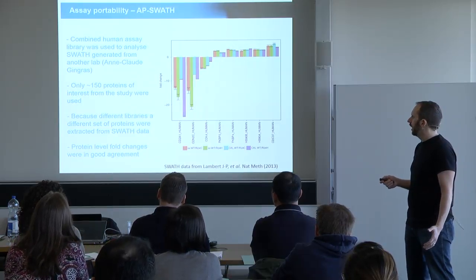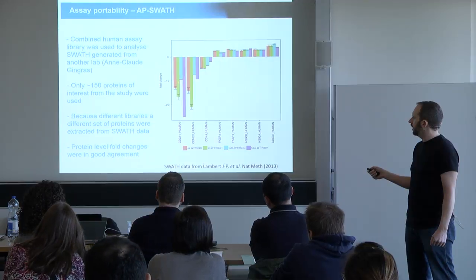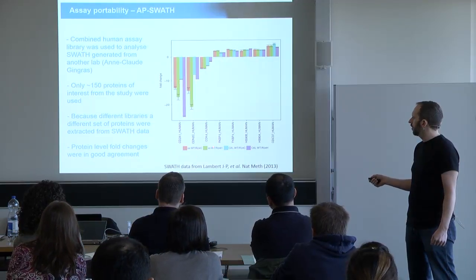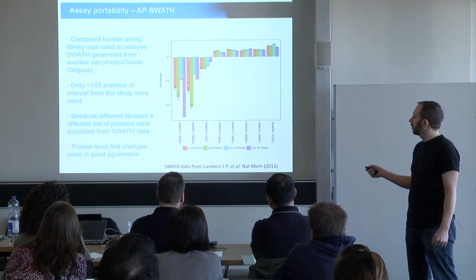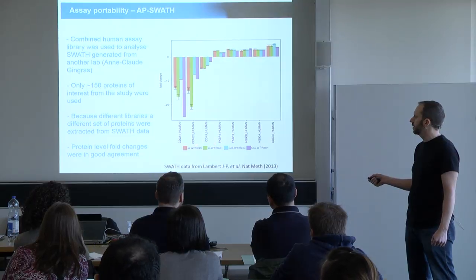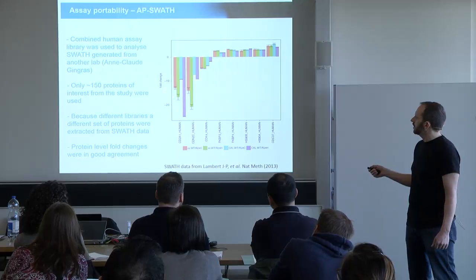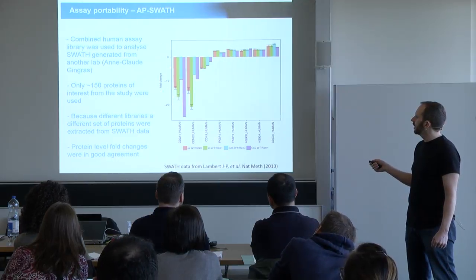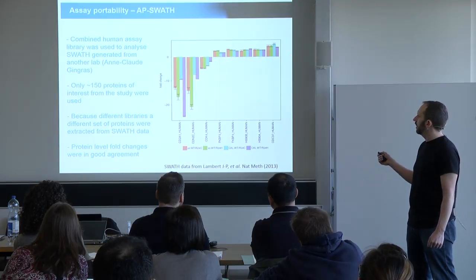And so that's what this graph shows here. The pink and the green is data from Anne-Claude's library, and the blue and the purple is data from our library, right? And the difference here is that there are 2 different conditions, a wild type versus mutant comparison. But what you see is that at the level of protein fold change, we don't get identical results, but the trend is very similar.